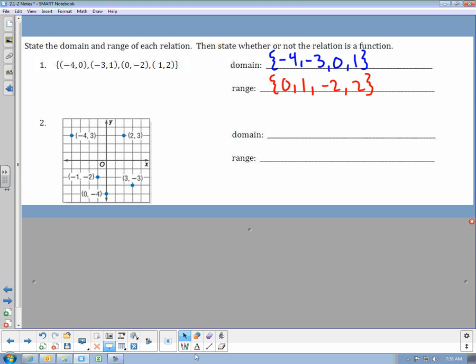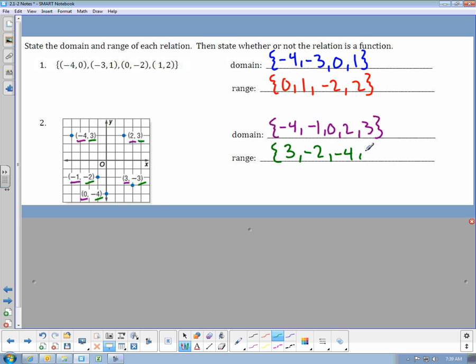Now, if I look at it on a graph, I want to again look at all the x values. So I'm looking at -4, -1, 0, 2, and 3. And then the range would be the y values, 3, -2, -4, -3, and 3 again. So 3 I don't have to list twice, but I have 3, -2, -4, and -3, and that will suffice. So listing out the domain and range.